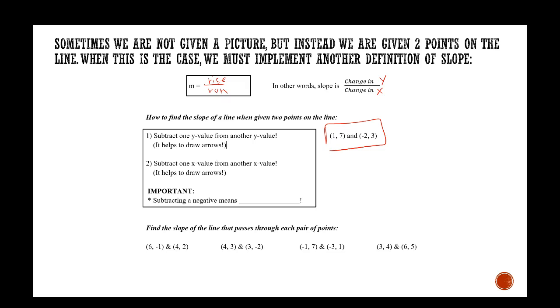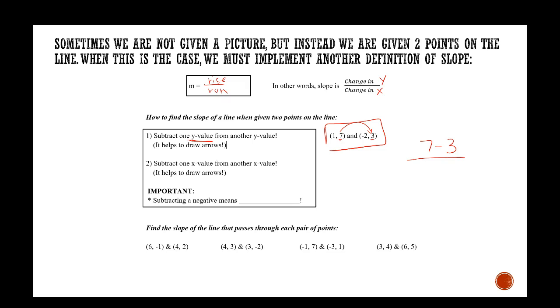The first thing we're going to do is pull out these y values. Your y values are 7 and 3. So I'm going to subtract 7 and 3. I'm going to subtract those two. That would give me my change in y's. How much did my y value change from one to the other?